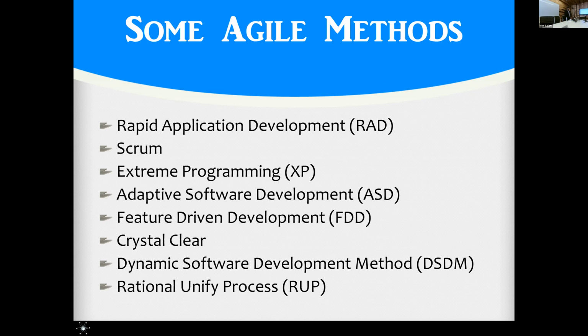So these are some methods in Agile: RAD, rapid application development, Scrum, extreme programming, adaptive software development, ASD, feature-driven development, FDD, Crystal Clear, dynamic software development method, DSDM. But I think most companies I worked for use Scrum.